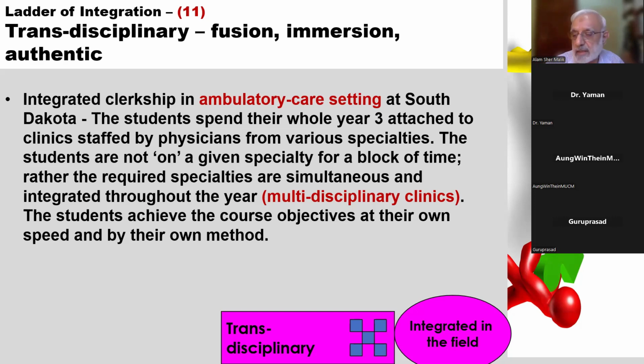For example, they are in a peripheral clinic, and one day a week, a pediatrician is going there, and the next day maybe a medicine, and the next day obstetrics and gynecology and surgery. So students spend the whole year in the community clinics, attending clinics from different specialties. So they are not under different postings. They are in the community attending the clinics, but the specialists are coming from different disciplines on different days. So this is an example in Malaysia as well.